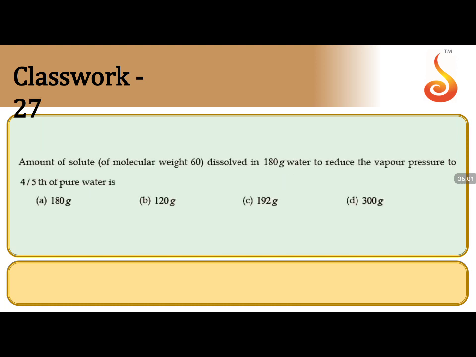Now moving to the questions. Now we are moving into the solutions topic. Amount of solute dissolved in 180 grams of water to reduce the vapor pressure to 4/5 of pure water. 4 by 5 times of pure water. Let us see this. P naught minus P by P naught is equal to X solute. X solute we can write as W2 by M2 into M1 by W1.